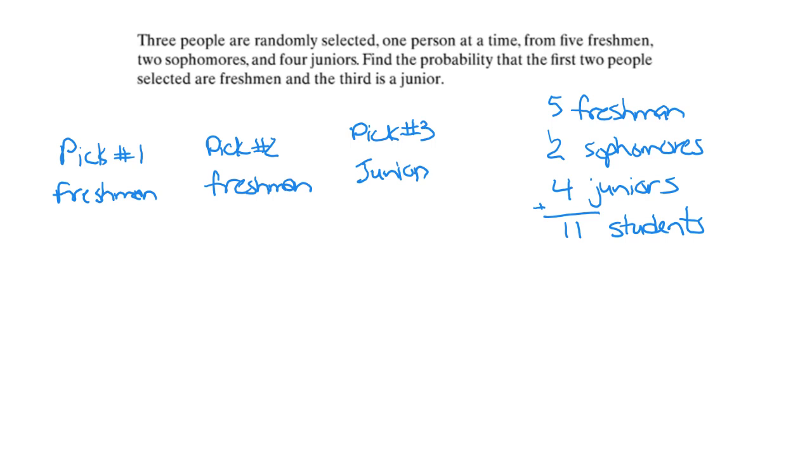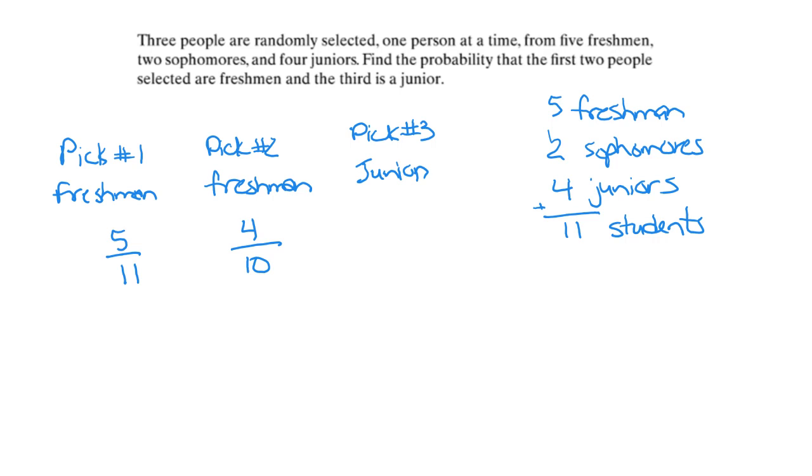On this first pick, we have a total of 5 freshmen out of 11 people. So we have 5/11. Right, so we selected 1 freshman for that first pick. So that means on our second pick of a freshman, we only have 4 freshmen to choose from. And now we've also decreased the number of people we have available, which is 10.